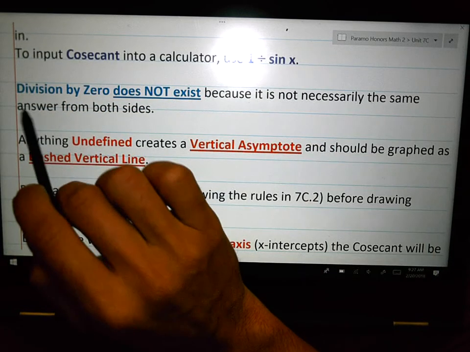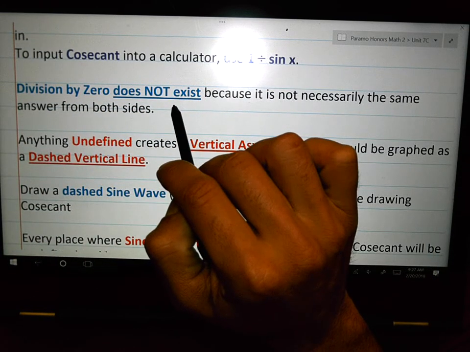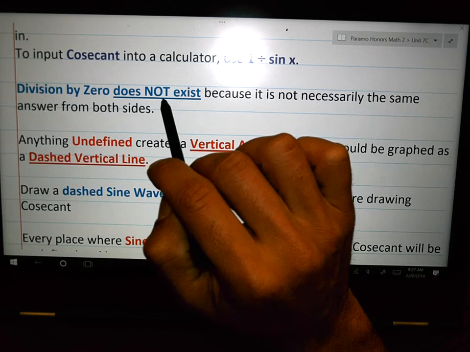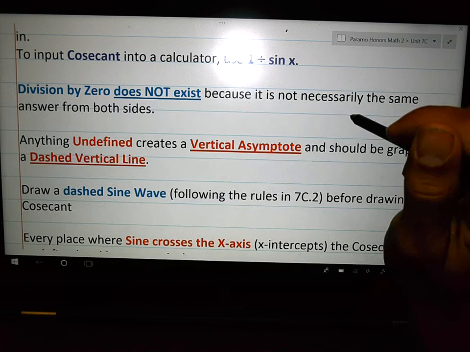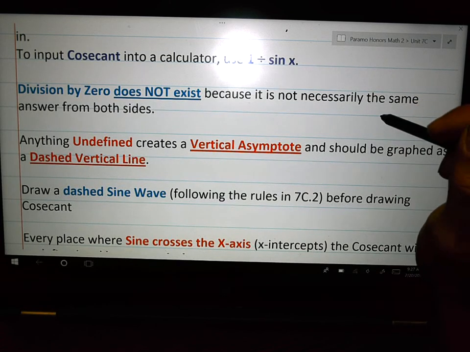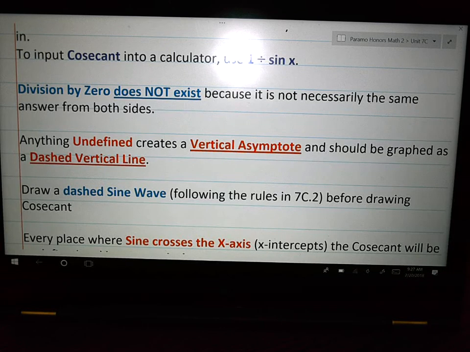A couple things that I need to point out. Division by zero does not exist. Period. If you want to know why, it's because it could be positive infinity, or it could be negative infinity. It's not the same answer every single time. Because it's not always positive infinity or always negative infinity, mathematicians decided a long time ago, we're just going to call it undefined. That's what we use today. Literally, dividing by zero creates an infinite result, either positive or negative, but not necessarily both at the same time, and not consistent either.